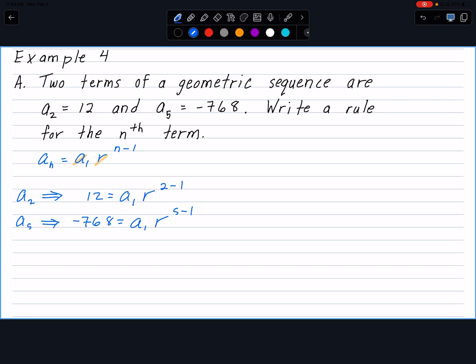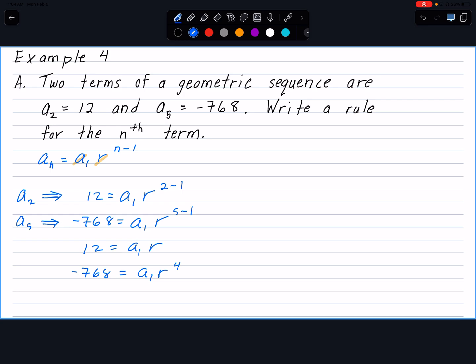Okay, I'm going to simplify a little bit before I continue. Not a lot of simplification, but the first one can be written with 2 minus 1 as 1, and the second one can be written with 5 minus 1 as 4. So I just cleaned it up a little bit.